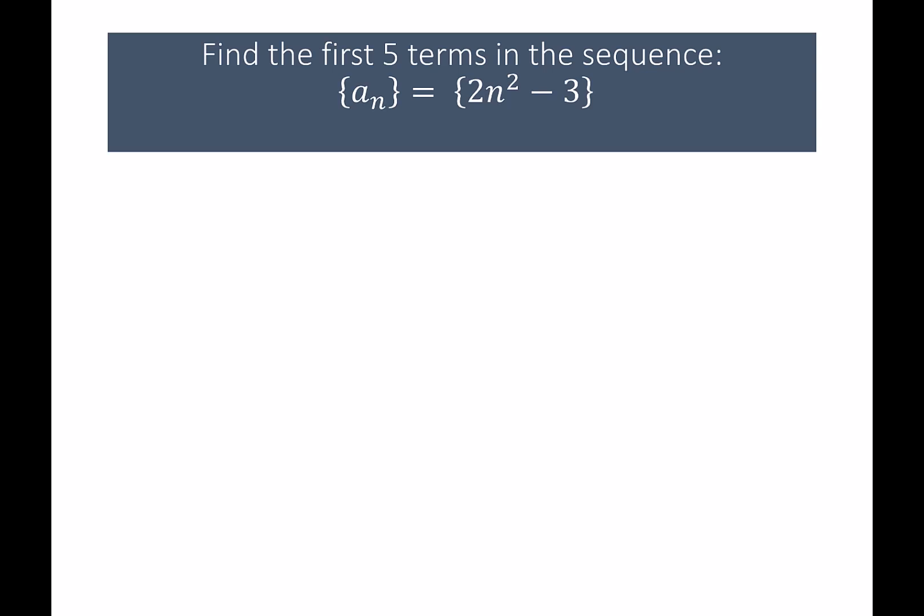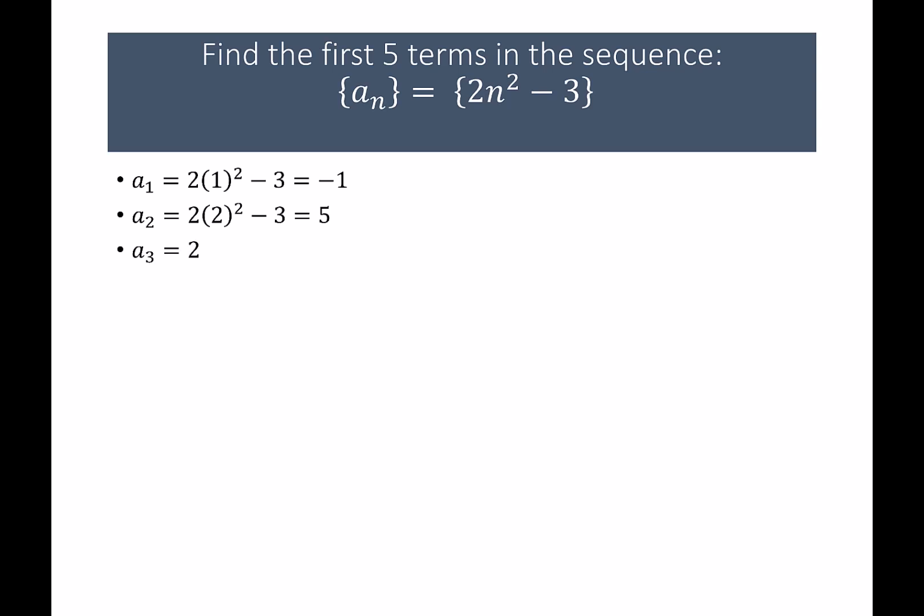Let's find the first 5 terms of the sequence a sub n that's defined by 2n squared minus 3. Plugging in 1, we have 2 times 1 squared minus 3, which gives us a value of negative 1. a sub 2 is 2 times 2 squared minus 3. We know 2 squared is 4, 4 times 2 is 8, 8 minus 3 gives us 5.